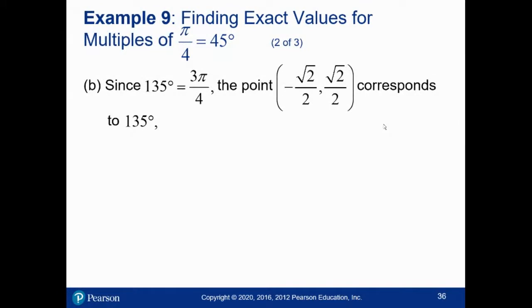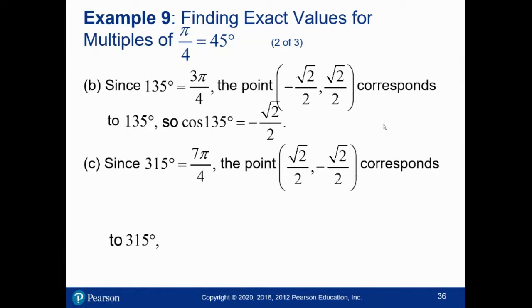135 degrees you convert to radians and you would get 3 pi over 4, or you could call it 90 degrees plus 45 degrees and just figure it out. The point is negative root 2 over 2, comma positive root 2 over 2. We were asked for the cosine, and that's the x-coordinate, which was also negative root 2 over 2.